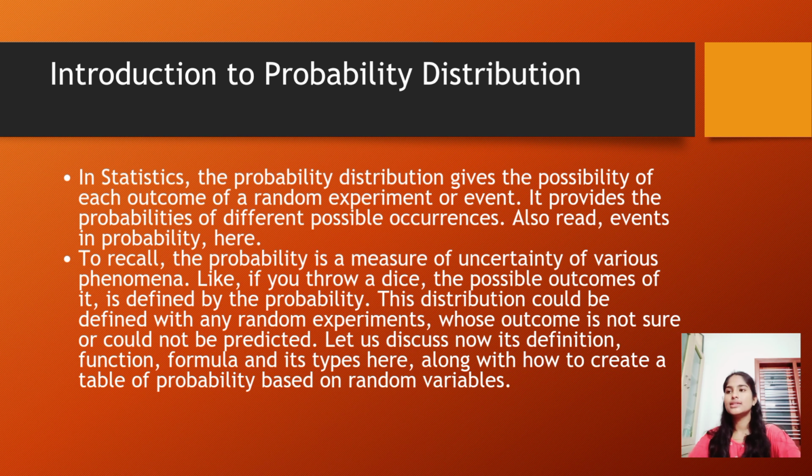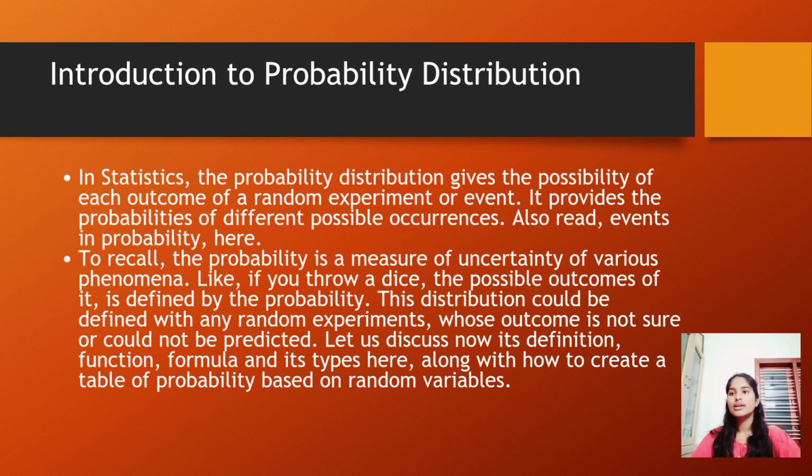Introduction to probability distribution. In statistics, the probability distribution gives the probability of each outcome of a random experiment or event. It provides the probabilities of different possible occurrences. Also read events in probability. To recall, probability is a measure of uncertainty of various phenomena. Like if you throw a dice, the probability of its outcome is defined by the probability. This distribution could be defined with any random experiment whose outcome is not sure or cannot be predicted.